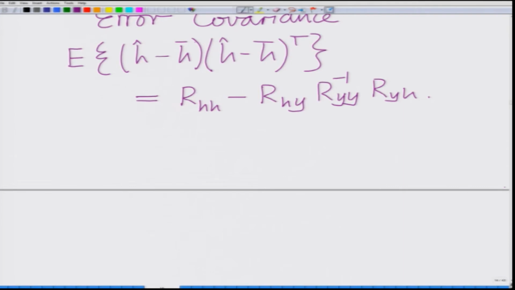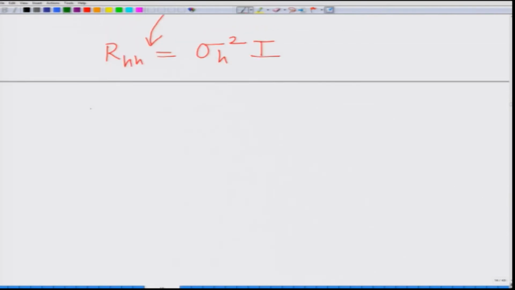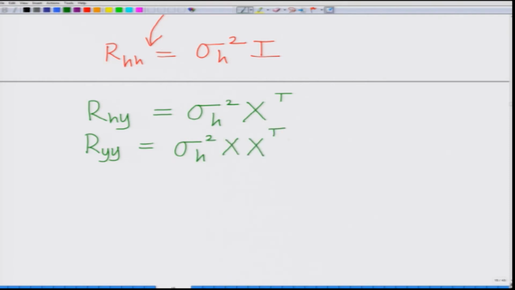And now we also know each of these quantities. We know that RHH equals sigma h square times identity, RHY equals sigma h square times X transpose, and RYY equals sigma h square X X transpose plus sigma square times identity, where this identity is an n cross n matrix, because X is an n cross M matrix.